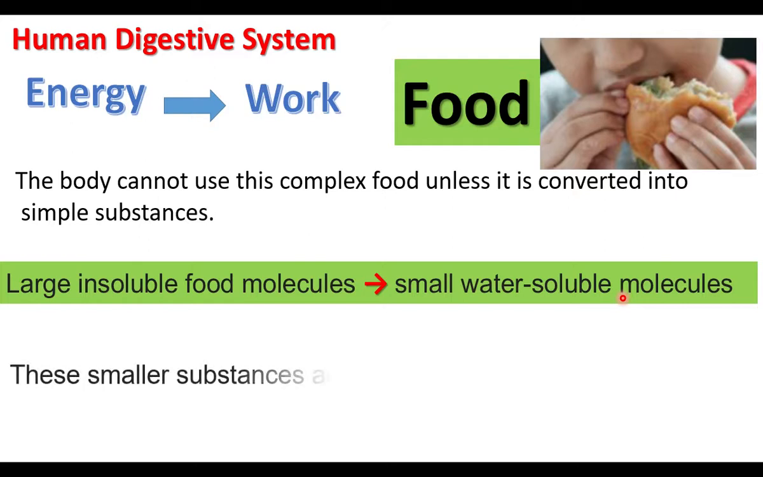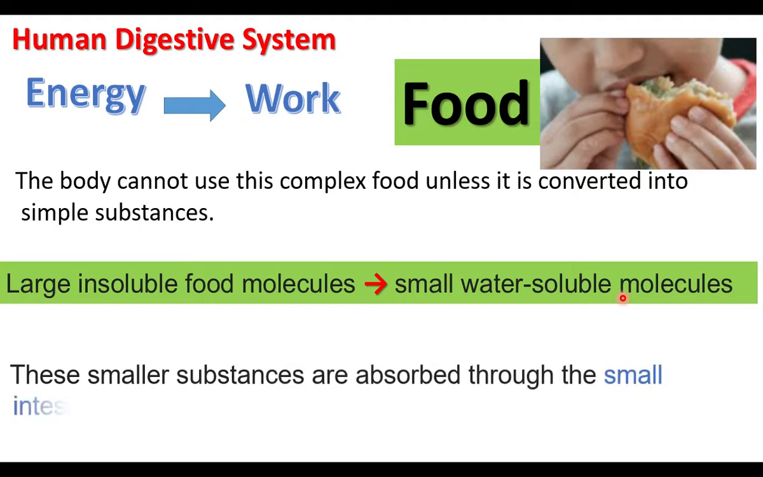These smaller substances are absorbed through the small intestine into the bloodstream. Through the small intestine wall, the water soluble digested nutrients are transferred into the blood. The blood distributes the nutrients to all the cells. Inside the cells, energy is produced.